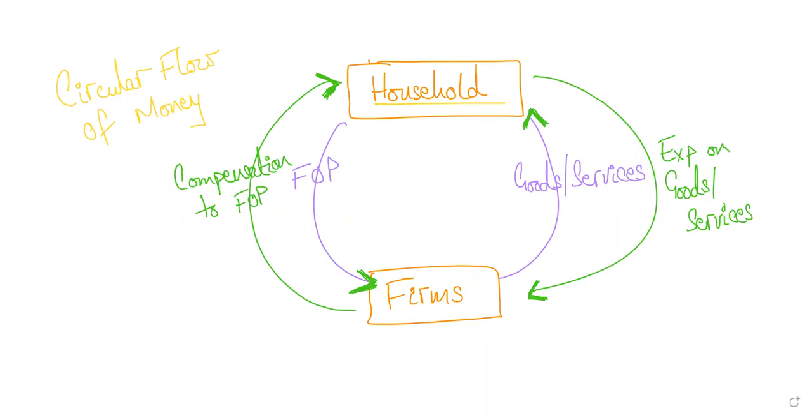And the outer circle with the green arrows, what are the green lines showing? The green lines are showing how the money will flow. First, firms pay the household the compensation for the factors of production. I just told you that labor receives wages, land receives rent, capital receives interest, and enterprise receives profit. Yes or no? Right, this is the money flow.